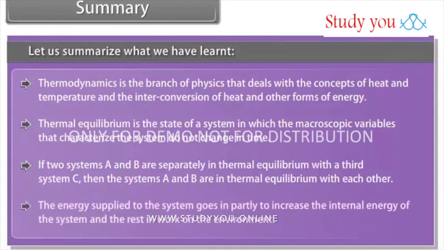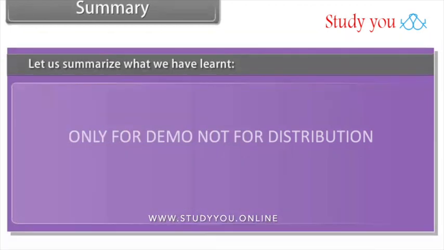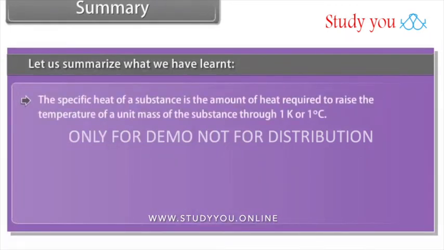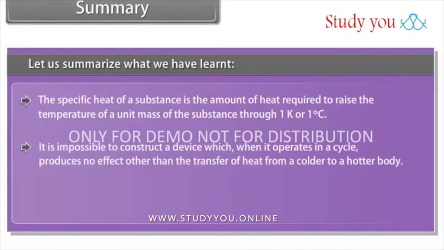The energy supplied to the system goes partly to increase the internal energy of the system and the rest to do work on the environment. The specific heat of a substance is the amount of heat required to raise the temperature of a unit mass of the substance through 1 Kelvin or 1 degree Celsius. It is impossible to construct a device which, when it operates in a cycle, produces no effect other than the transfer of heat from a colder to a hotter body.